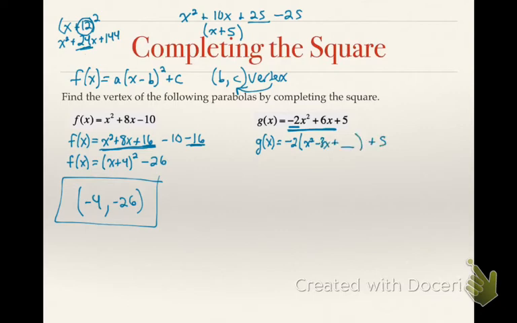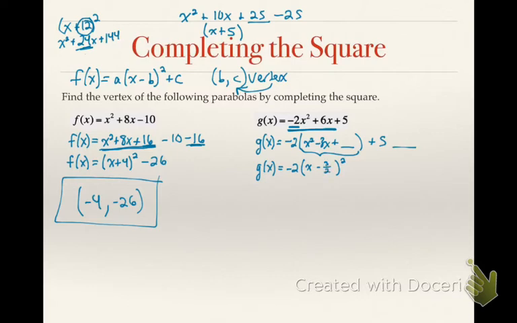I'm not going to do anything to that 5. That's going to be separate. I just want to complete the square for the x's. Now I have inside the parentheses something that I can complete the square on. So notice I'm going to keep the negative 2 there. But in order to complete the square here, I have to take half of the number in front of the x. Well, half of negative 3 is negative 3 halves.